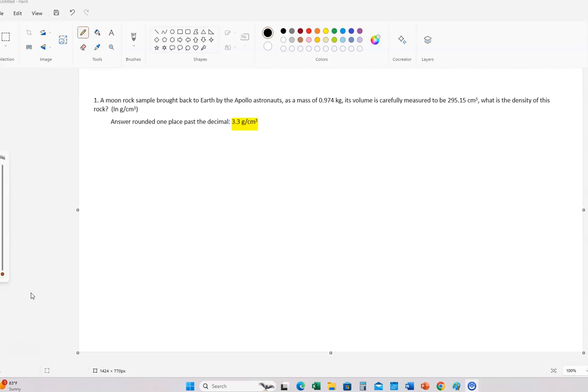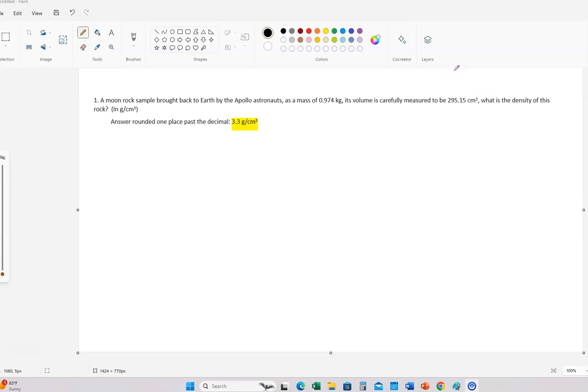All right, so here we go. Let's work on this first one. It says a moon rock sample is brought back by the Apollo astronauts, and they give the mass of it in kilograms. In this case, it's 0.974 kilograms, and its volume is carefully measured to be 295.15 cubic centimeters. What is the density of the rock in grams per cubic centimeter?